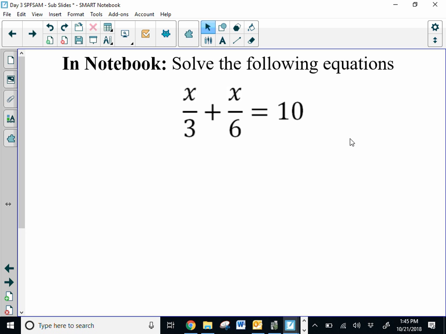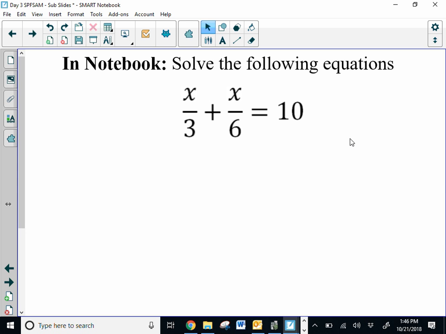These two examples are again going to be dealing with fractions, and more specifically, fractions with different denominators, because that is, I don't know how many times I'll say it, the hardest part, but also the part we need to practice the most. So this first example, we have x over 3 plus x over 6 equals 10. We have two different denominators here, right?